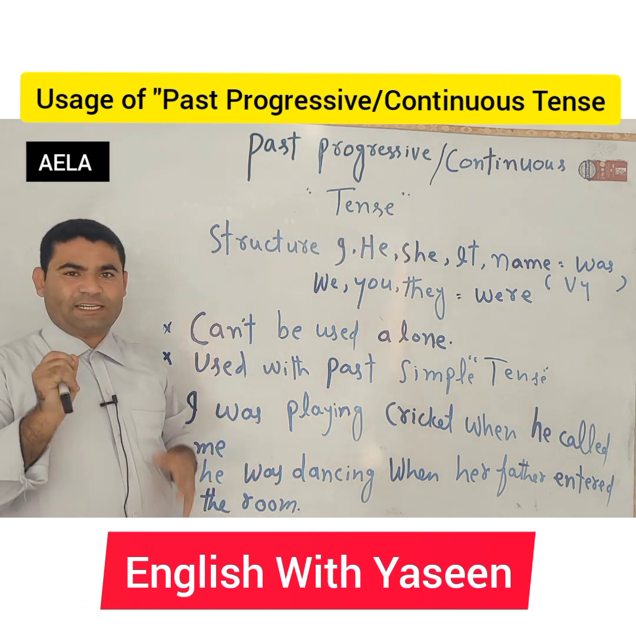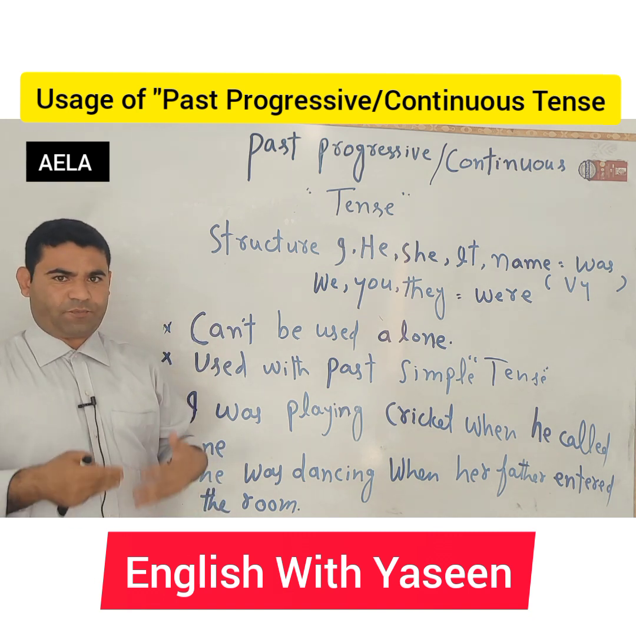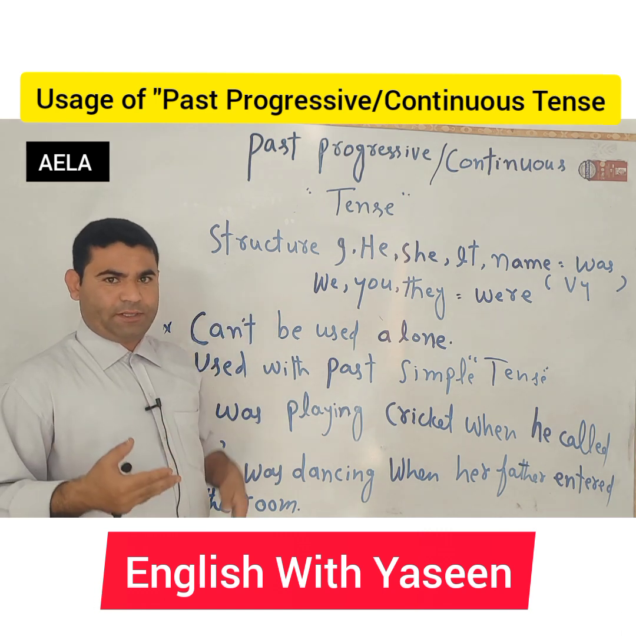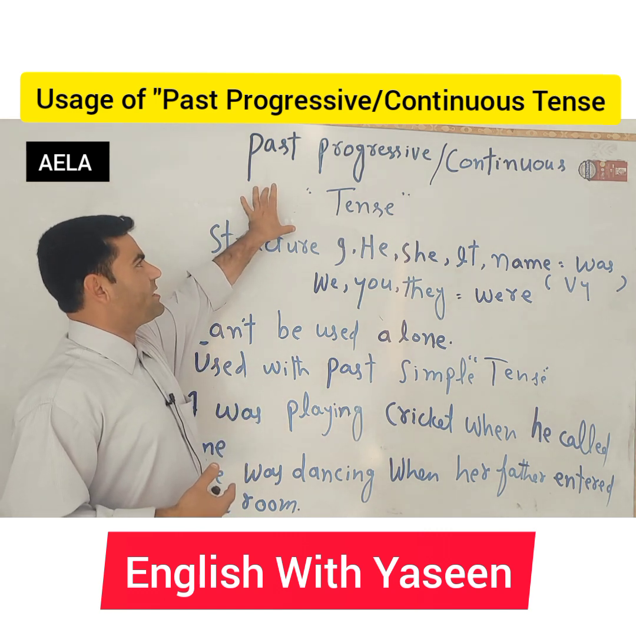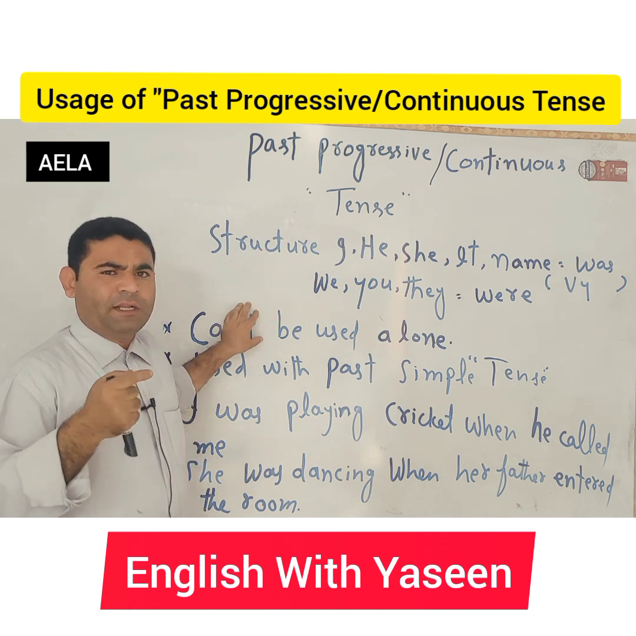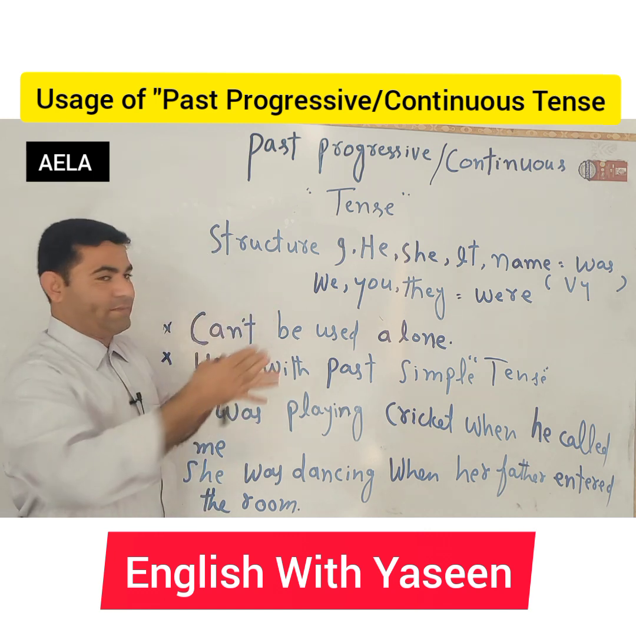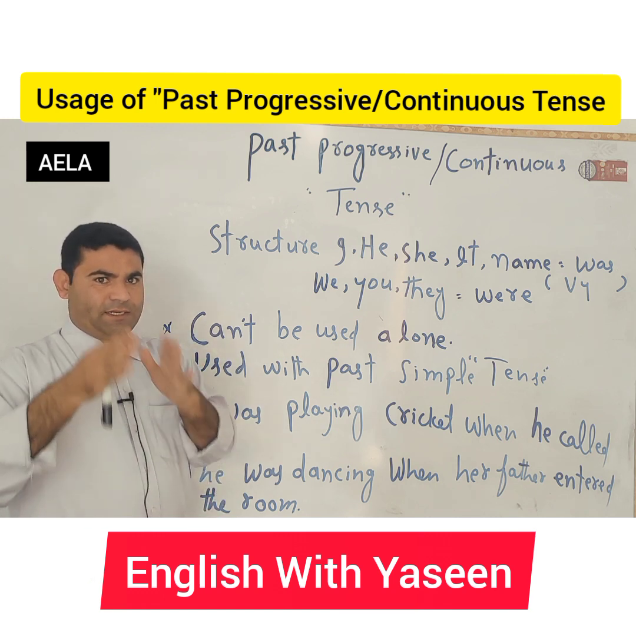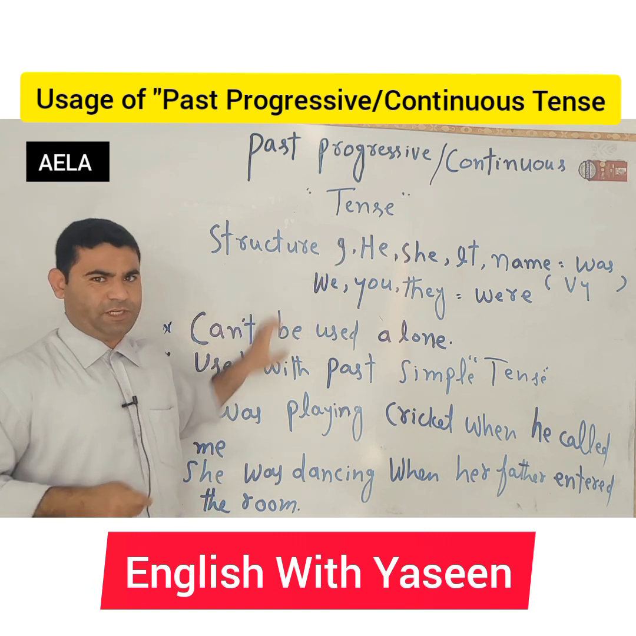Past progressive tense cannot be used alone. Okay, for example, if you talk about other tenses, present simple, present progressive, present perfect, or all of the other tenses, they can be used separately. If you use them, they have a meaning. But past progressive tense is the only tense that can't be used alone. For example, if you are speaking and if you are writing, you will have to link it with some other tense. Which other tense you will have to link it with, I'll tell you. But just one thing you should remember, that past progressive tense can't be used alone.